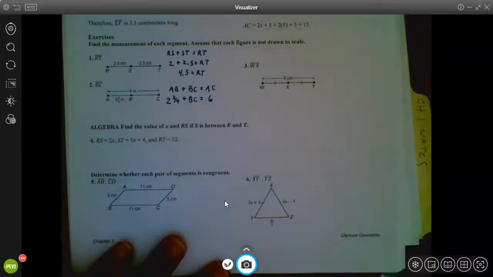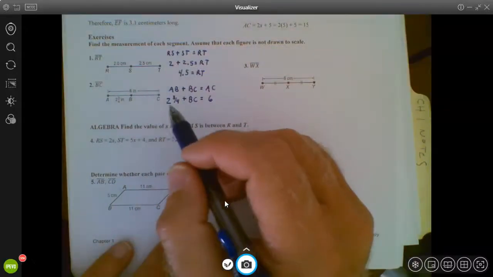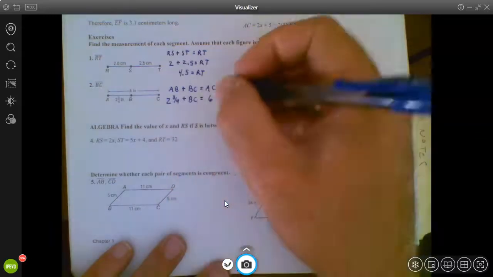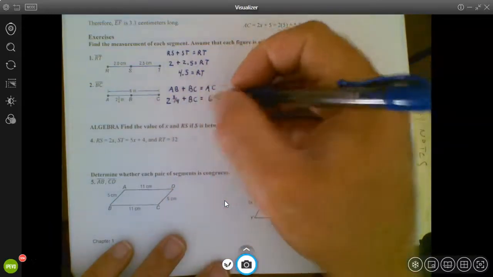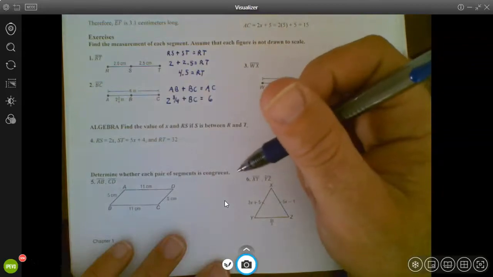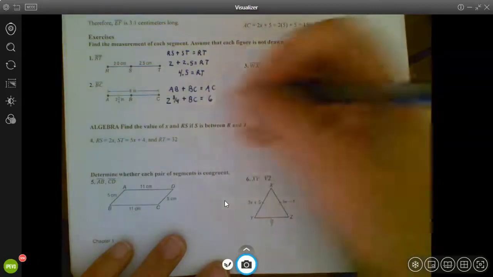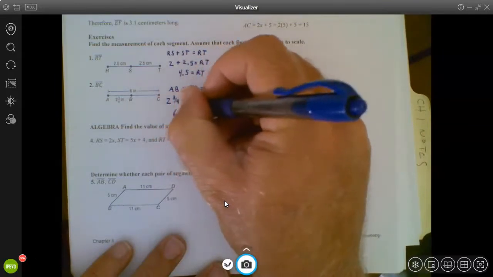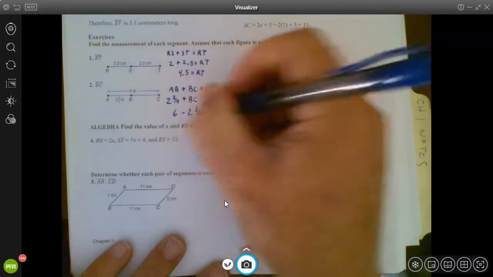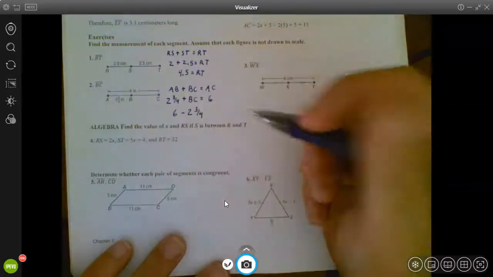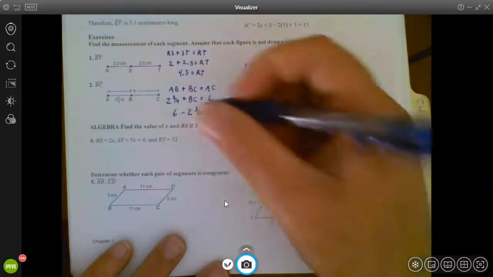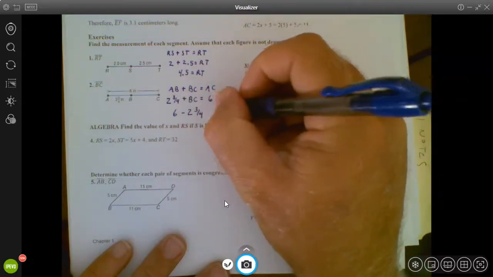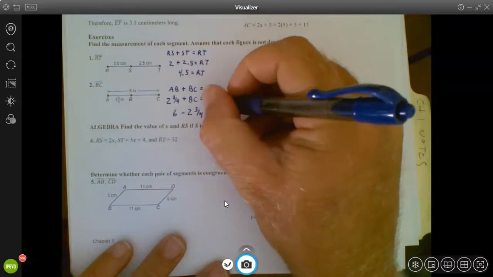And now I just solve the equation using a little algebra. I would subtract this from both sides in order to get BC by itself. So on the right side, I have to figure out what 6 minus 2 3/4 is. So this is where you get to go back to your good old algebra and do that subtraction in order to figure out what BC is. So if you do that, we would get 3 1/4 as our value for BC.